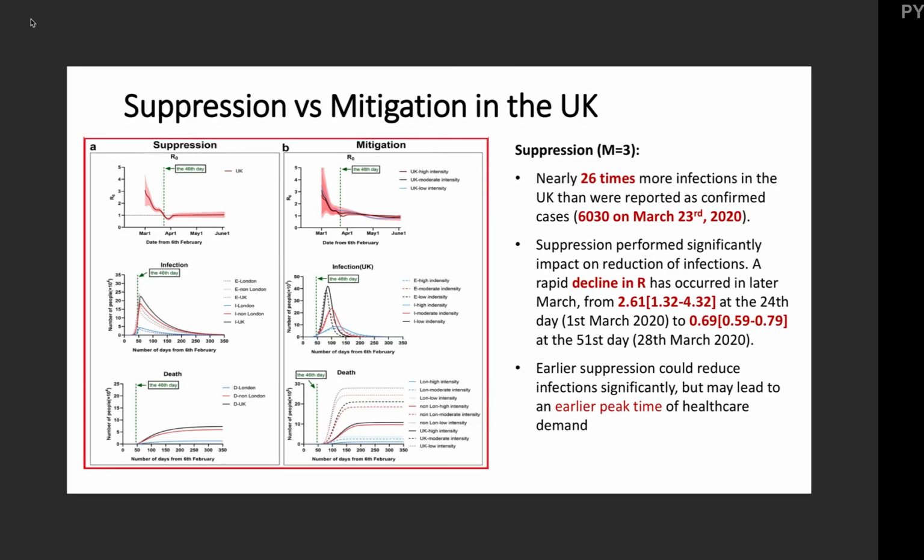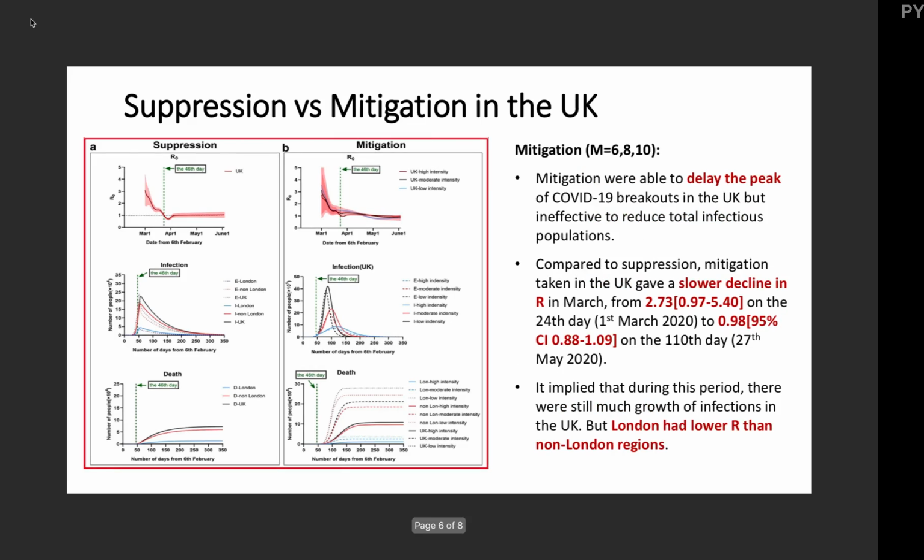So from the results, we can see if we take suppression with M equal to 3, nearly 26 times more infections in the UK than were reported as confirmed cases. Also, the suppression had a significant impact on the reduction of infections. A rapid decline in R occurred in late March. But early suppression could reduce infections significantly, but may lead to an early peak time of healthcare demand.